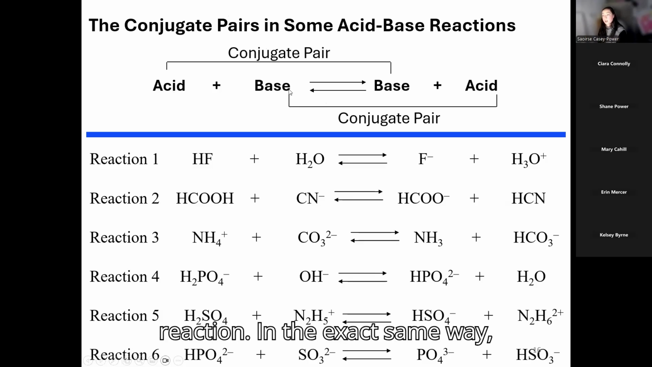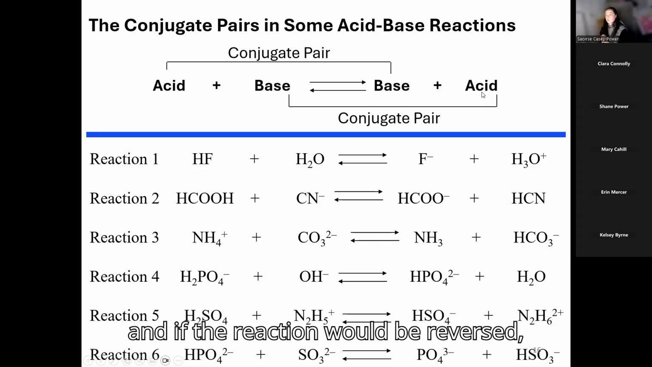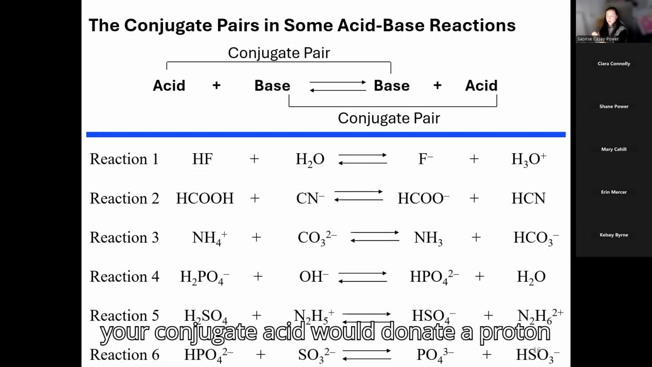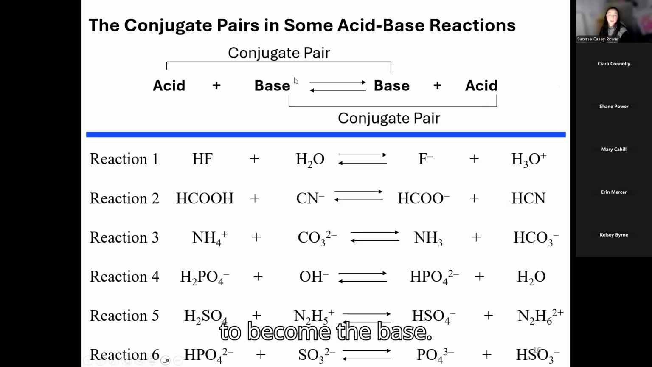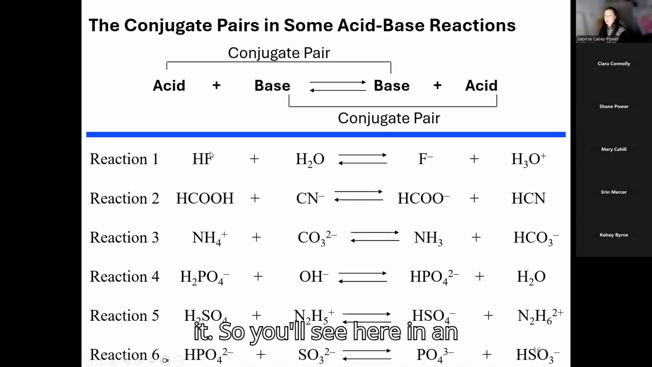In the exact same way, your base will react to form the conjugate acid, so essentially it pairs up. And if the reaction were to be reversed, your conjugate acid would donate a proton to become the base. So they just work in tandem with each other, I suppose, is the best way I could say it.